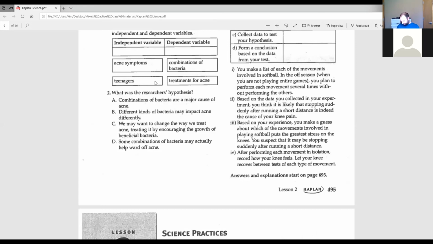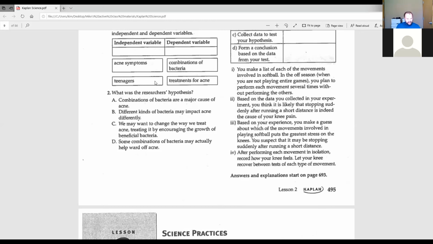So the reason that B is correct and that D isn't: some combinations of bacteria may actually help ward off acne. That might be what they're hoping to learn from the experiment, but D is much more of a statement, the way it's worded, some bacteria might help ward off acne, whereas B is phrased more open-ended, more as a question. Different kinds of bacteria might or may impact acne differently. It's not saying that it will definitively or that it does. It's just saying we are predicting different kinds of bacteria might impact acne in different ways. So B is the better choice. But I could understand why you might pick D as the right answer also.